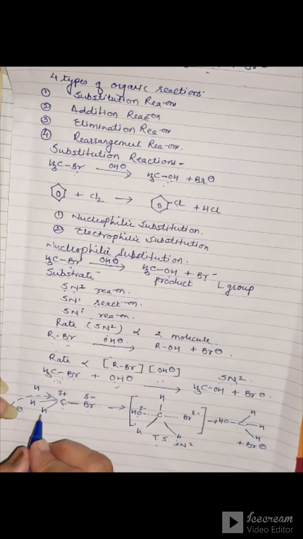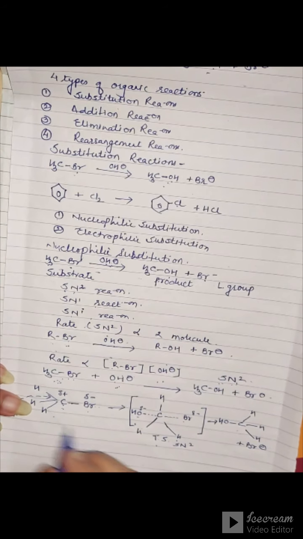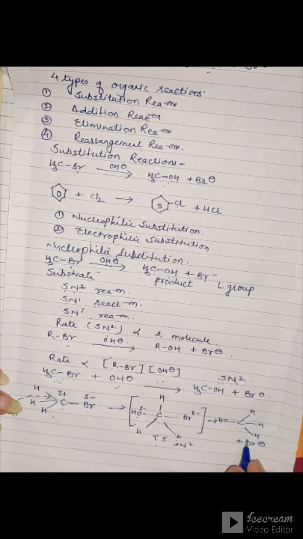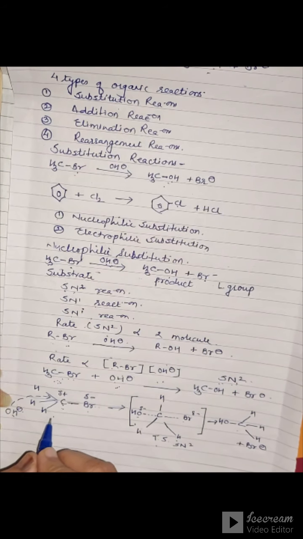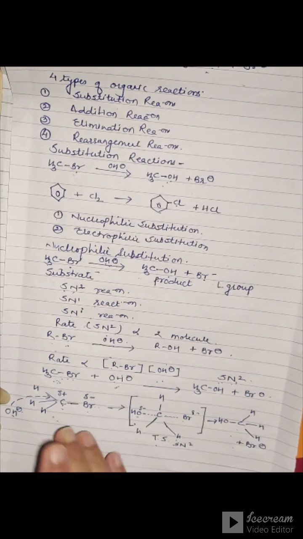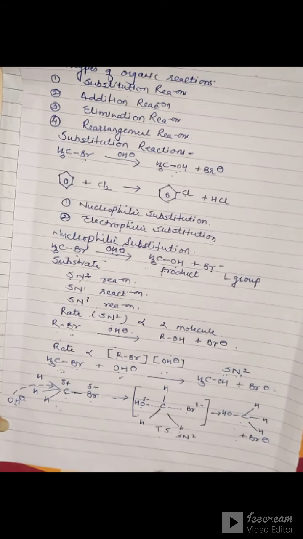We see that in this case, between the substrate and the product, the configuration is inverted. This is the substrate and this is the product, the configuration is inverted. So this is a simple single stage mechanism of SN2 reaction.